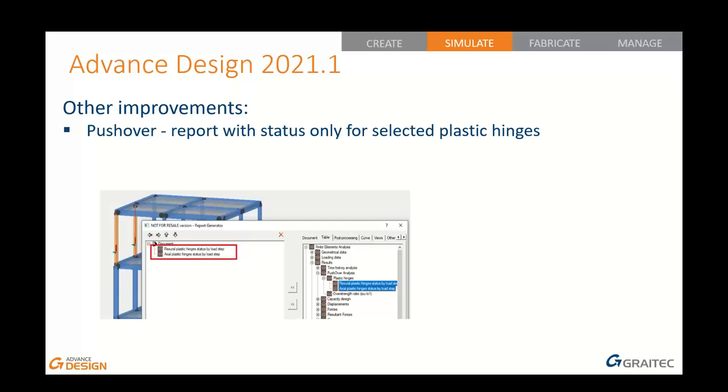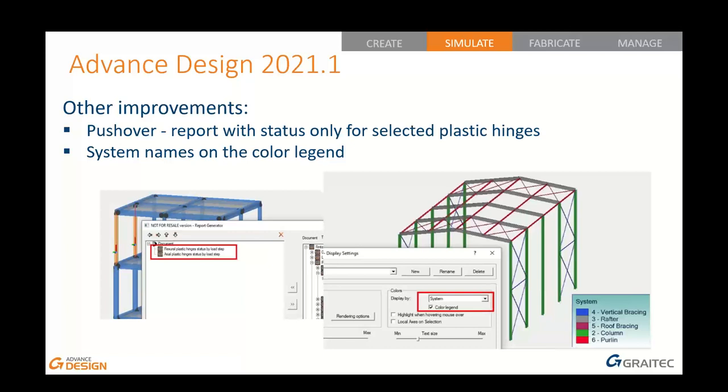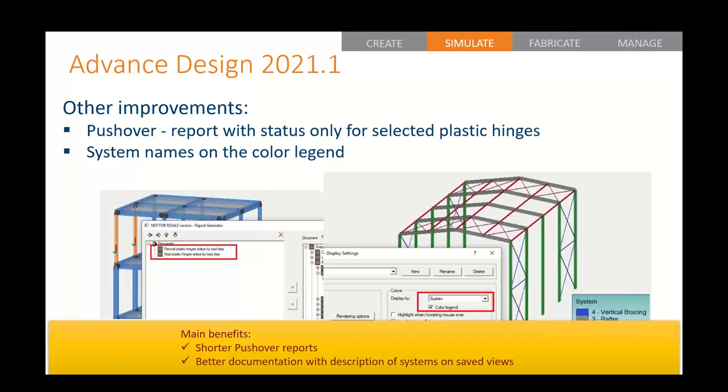And another improvement: when displaying a color legend for elements colored by system, in addition to their ID number, now the name of that system is displayed. So it's another very small improvement, but it can help in everyday work, especially when you want to use such views in reports. Yeah. So again, in short, we can have shorter pushover reports and better documentation with a description of the system on a saved view. That's the main benefit.